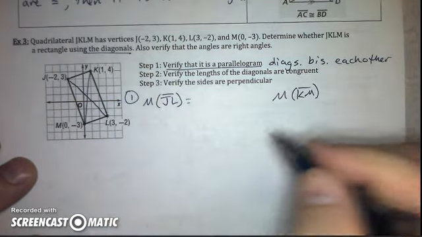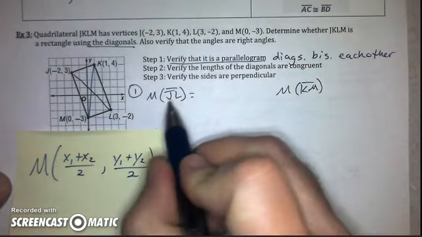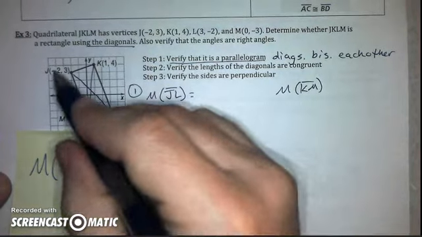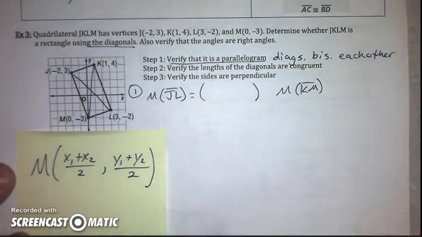Okay, and here's your midpoint formula again. So we're using JL and KM. So we're going to find the midpoint. And I'm going to let you try and do that one on your own, so pause the video, and then we're going to see what that should be.